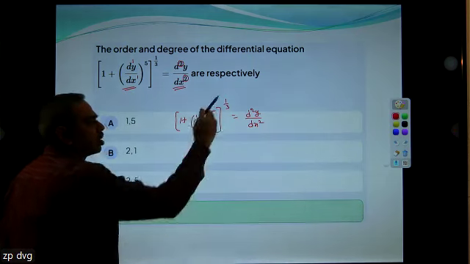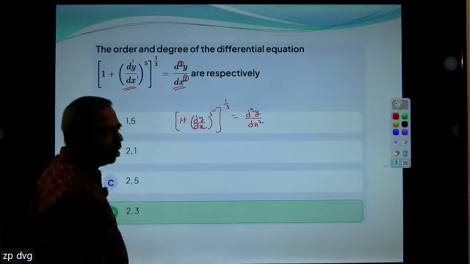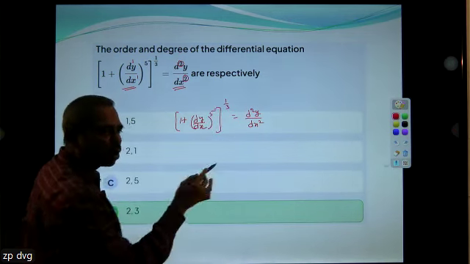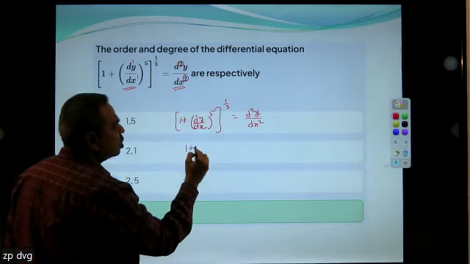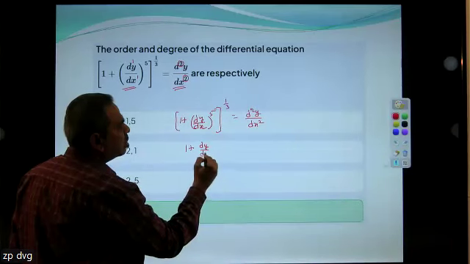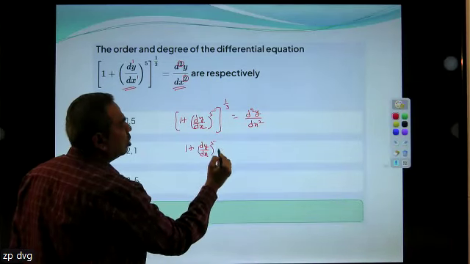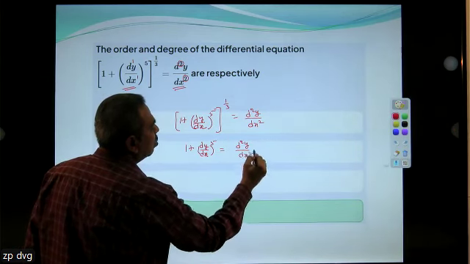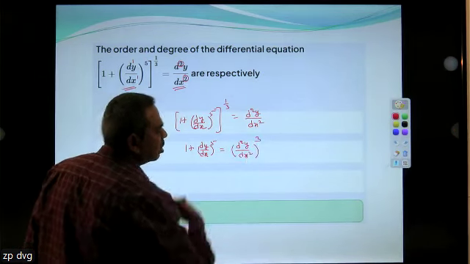Now what I am doing is, you take this 1 by 3 to the right side. That means I'm cubing on both sides. If 1 by 3 comes to the right hand side it becomes 3, or cube it on both the sides, we get the same. So it is 1 plus dy by dx whole to the power 5 is equal to d square y by dx square whole cube. Is it clear?